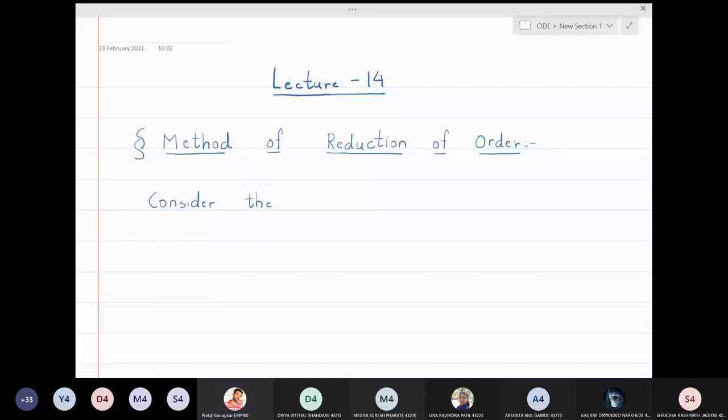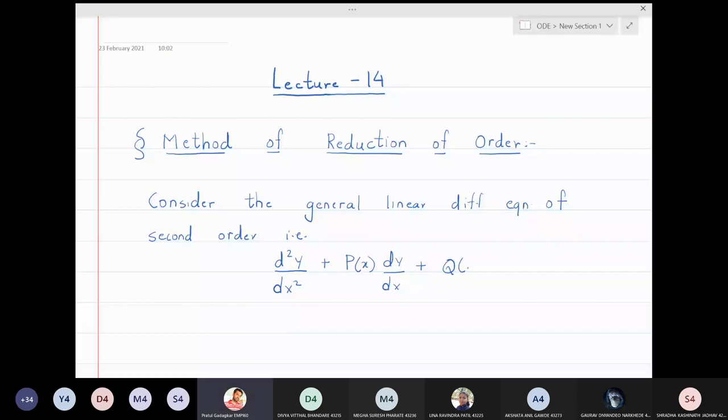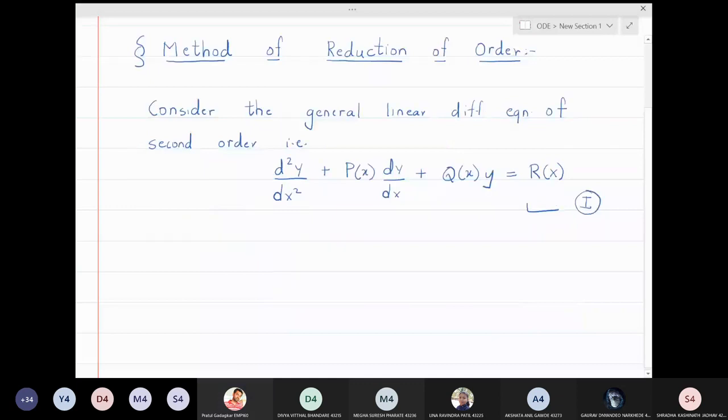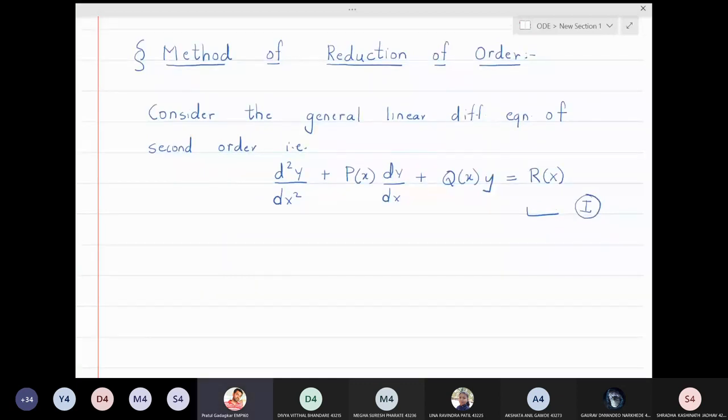The linear differential equation of second order, that is d2y by dx square plus px dy by dx plus qx y equal to rx. Let us call this equation number 1, where P, Q, and R are functions of x.